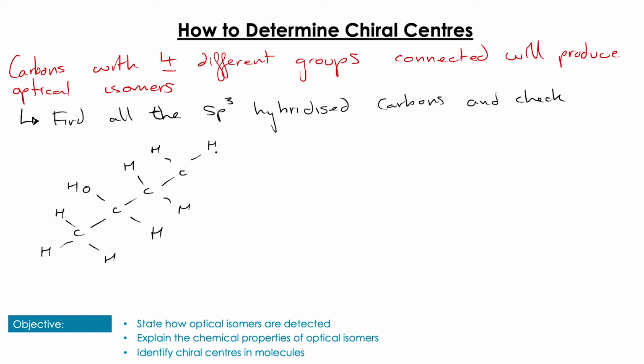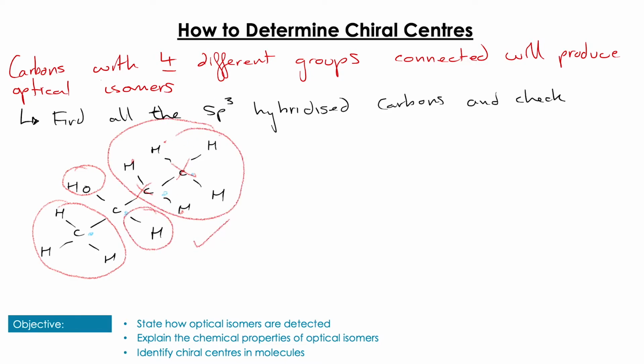So if we look at this molecule here, we'll see we have 4 sp3 hybridized carbons down the backbone. Working from the top down, we can see that the top 2 carbons both have multiple hydrogen groups, therefore cannot be chiral. However, when we get to the 3rd carbon, we can see that we have a CH3, an OH, a hydrogen, and this C2H5 group. That's 4 different groups attached to that carbon. Therefore, that carbon would be a chiral center. Of course, the last carbon, another CH3 group, would not be chiral.